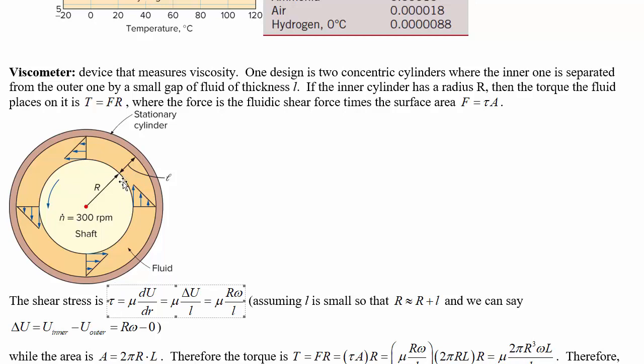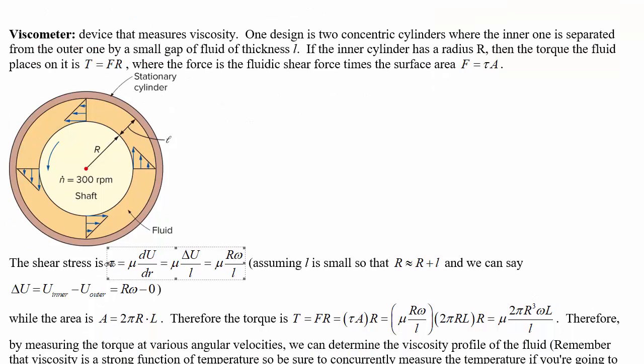The shear stress on the inner surface here, so the surface of this inner cylinder, is viscosity times the velocity gradient, the rate of change of velocity in the around direction with respect to position in the radial direction. And this velocity gradient is equal to just the change in velocity divided by L, assuming L is small. Then whatever the velocity profile is, for this small thickness, the linear profile should be reasonable. And we can write out what that difference in velocity is by saying the outer one's not moving, so it's just the inner velocity, r omega. Okay, so that's the shear stress.